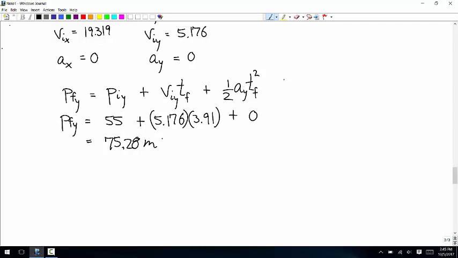That's not exactly the answer that it asks for. The problem asks how much higher it is at the end. So what we want is the y component of the displacement, really. We want 75.28 minus the starting height, so 20.28 meters. So that's how much higher the helicopter got in the time that that object was falling. Any questions? Yeah.